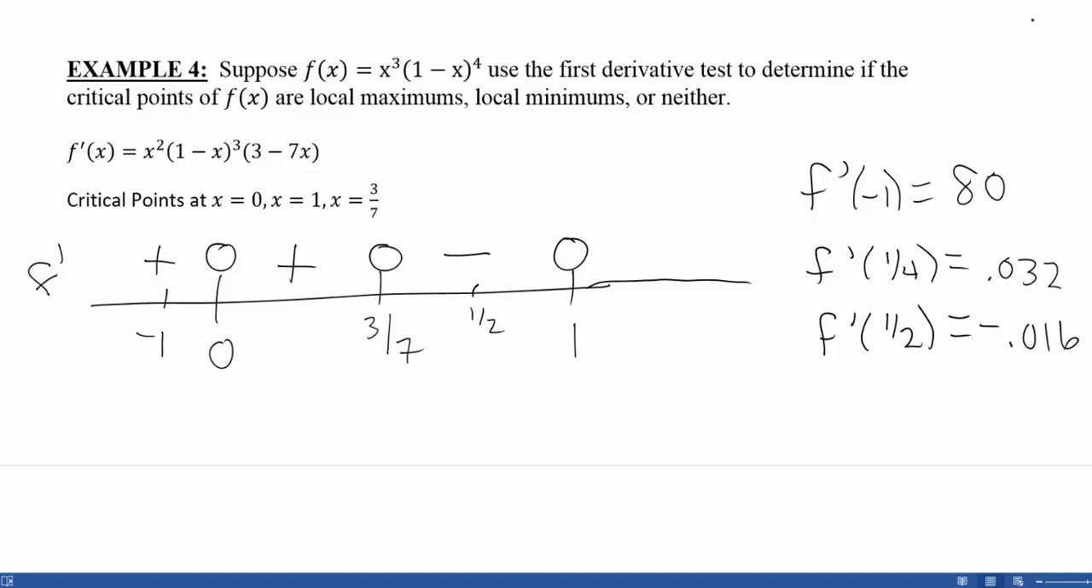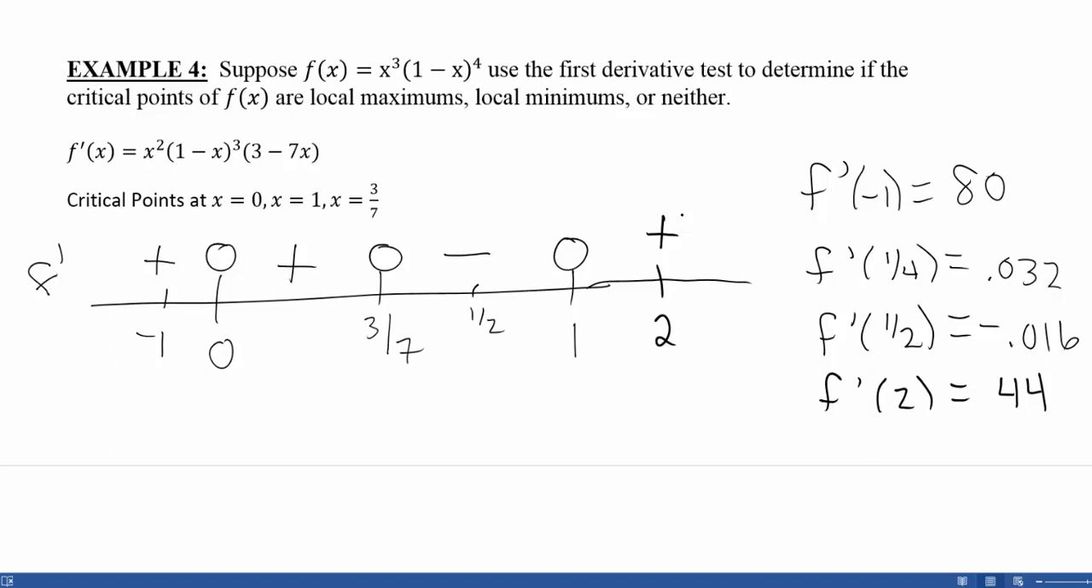Finally, I'm going to plug in something to the right of 1. So I'm going to pick 2 here. When I plug a 2 into my first derivative, I'm going to get 44. Again, I can pick anything to the right of 1 I want, and I can use that to figure out what's happening between 1 and infinity. Since 44 is positive, that means the first derivative is positive for everything between 1 and infinity.